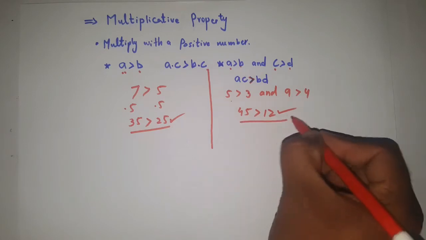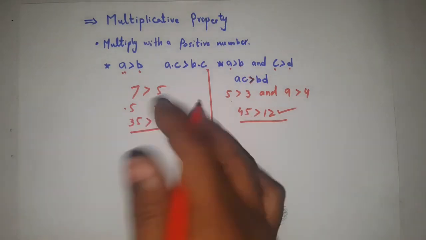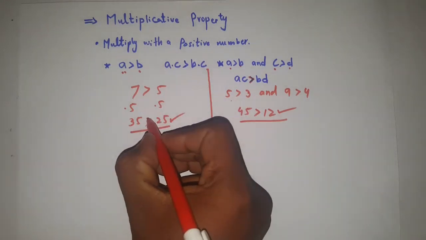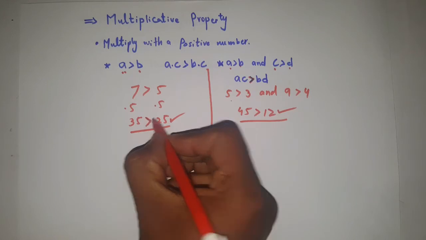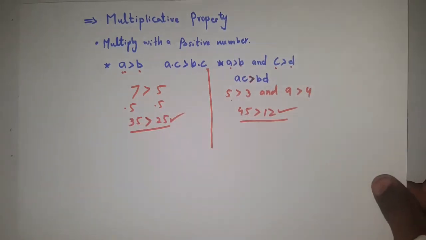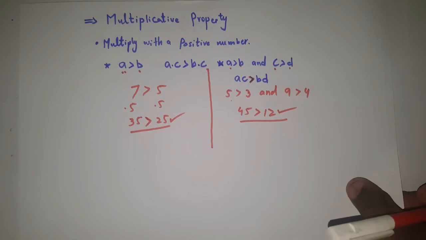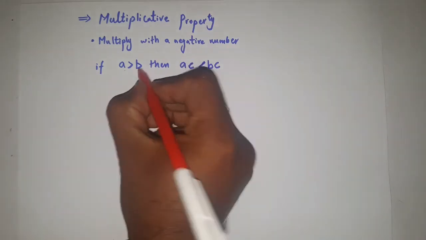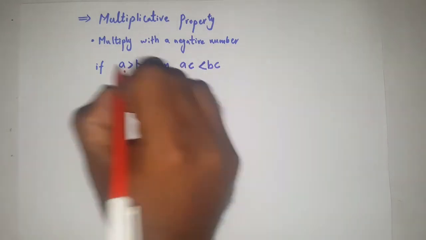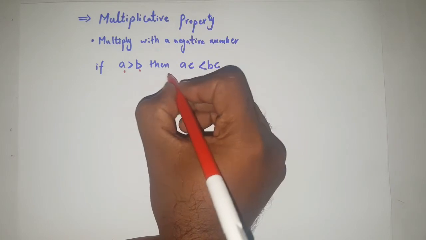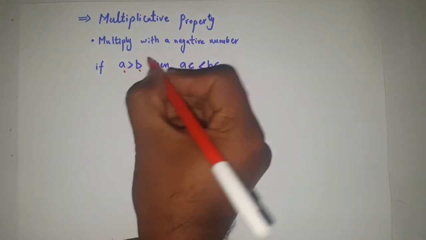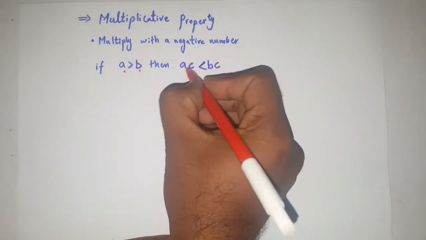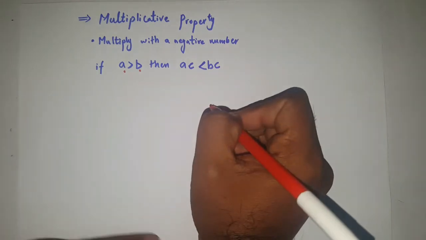In both these examples, we can see that we have multiplied on both sides with a positive number. So that's why the statement is still true. But if we multiply with a negative number, then what will happen? So let's see. If A is greater than B and we multiply C on both sides and C is a negative number, then the statement will reverse. A is greater than B, but A dot C is less than B dot C.